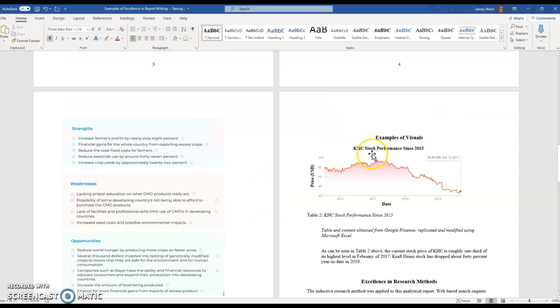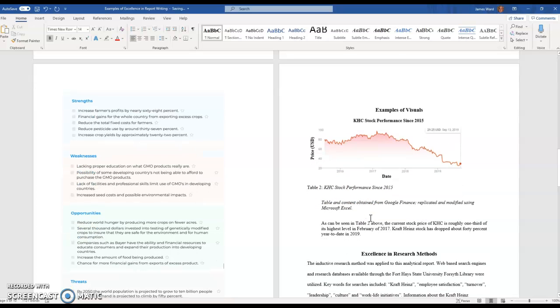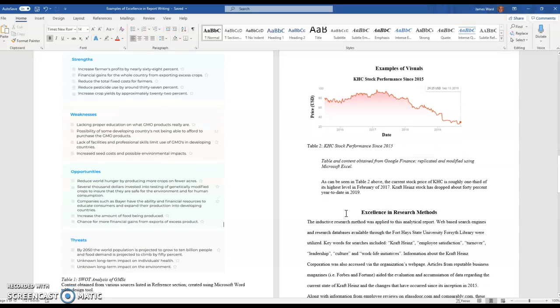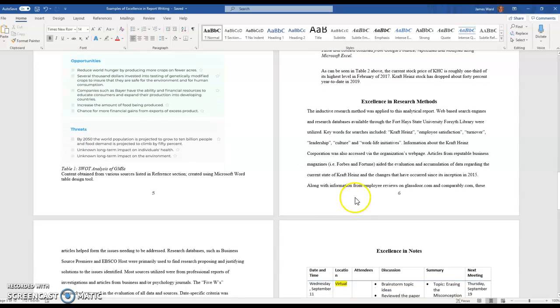Here's a visual. Notice they have a title for the visual, and they say where it came from, how it was created. And they explain it in a few sentences. You need both. When you have the table with a title, you need to have a narrative explanation. The idea of a visual is to get information across through reading and through looking at pictures, if you want to put it that way.